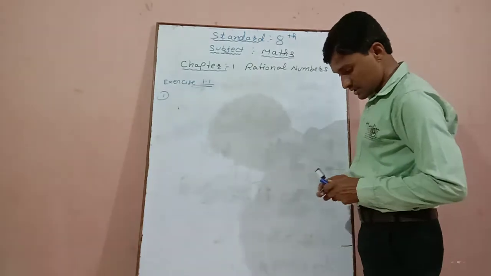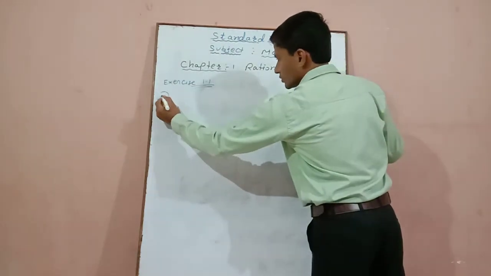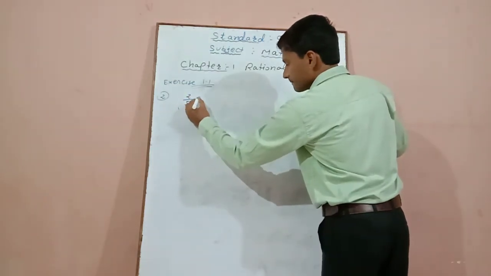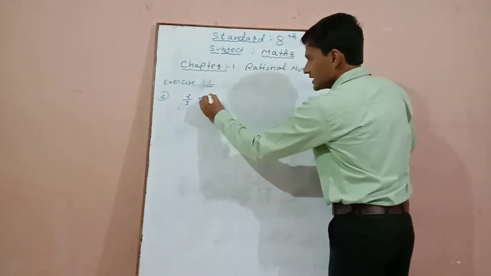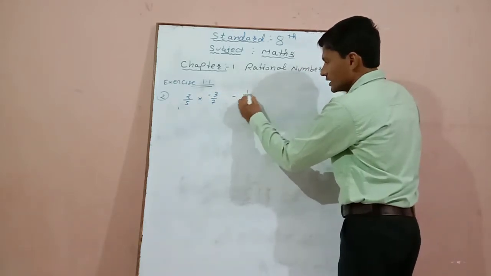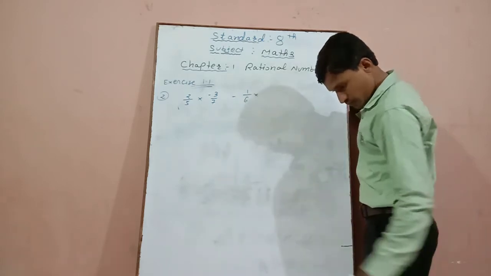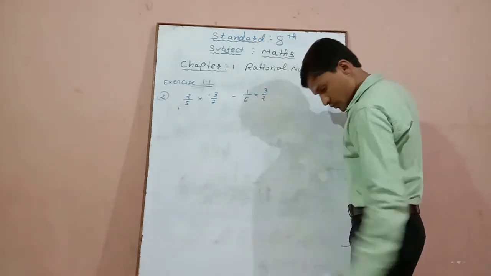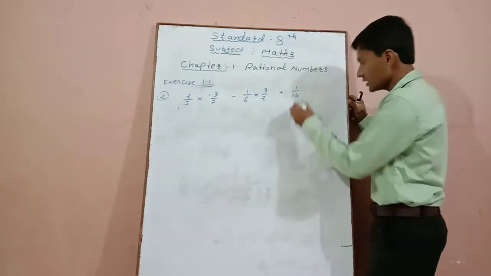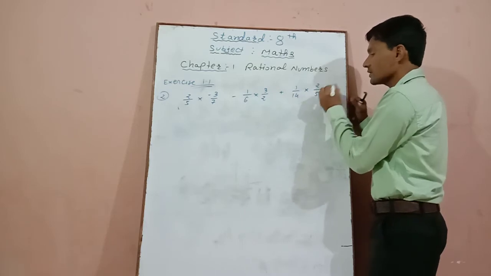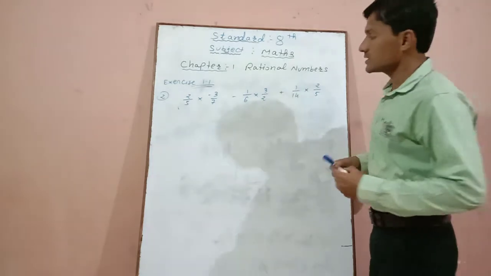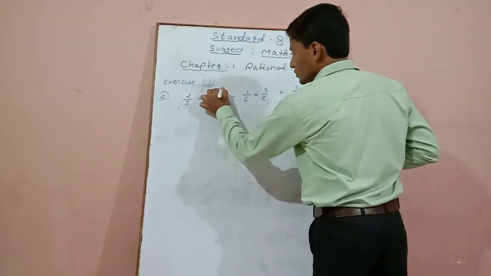Main question number 1, sub question number 2: 2 divided by 5 into minus 3 divided by 7 minus 1 divided by 6 into 3 divided by 2 plus 1 divided by 14 into 2 divided by 5. This is the question. Now in this question also we can see that there is a multiplication of two fractions.